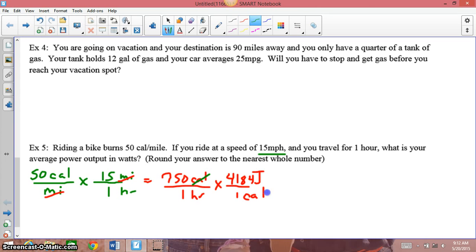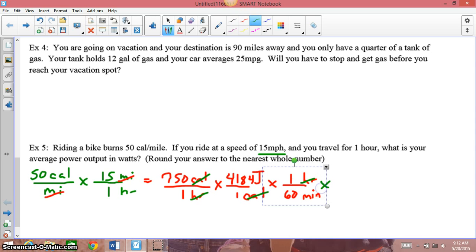At this point, calories have canceled out, and I have joules per hour. Like you saw on the formula sheet, you need to get to joules per second. So let's get rid of those hours. Hours are on the bottom, so we put it up top. We can go from hours to minutes. We know that there are 60 minutes in 1 hour. Then at that point, the hours have canceled out.